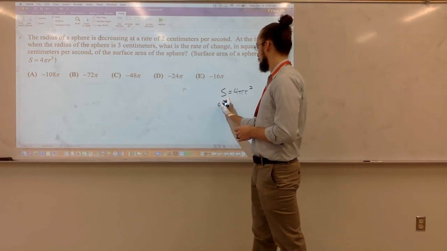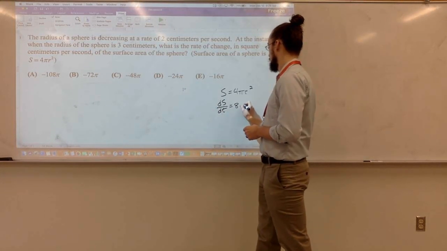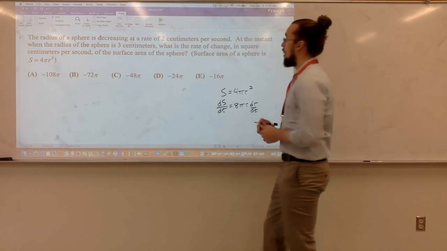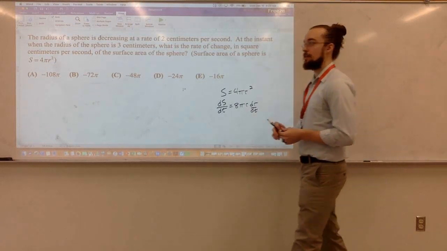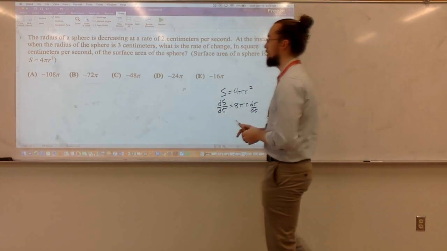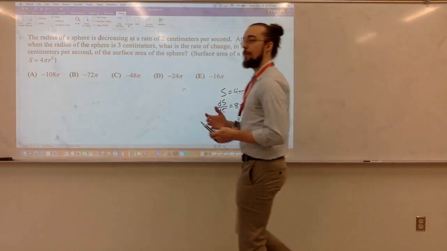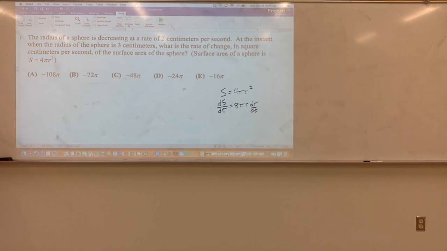Then the DS/DT is negative 2. The STP equals negative 2. No, it's the DR/DT. The DR/DT is the radius of the sphere, which is 3. Oh, we're looking for DS/DT. Yeah, right, we're looking for DS/DT.